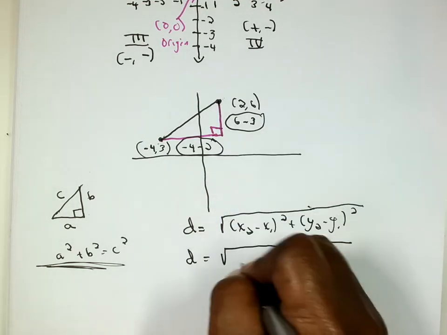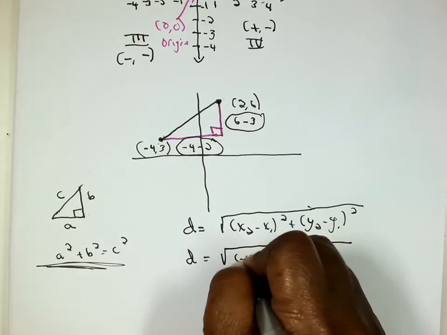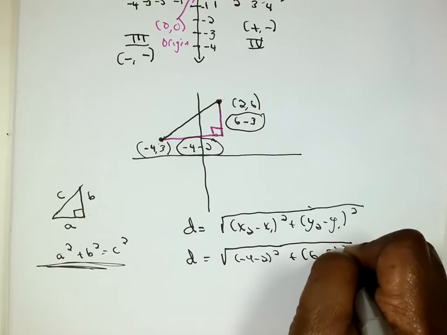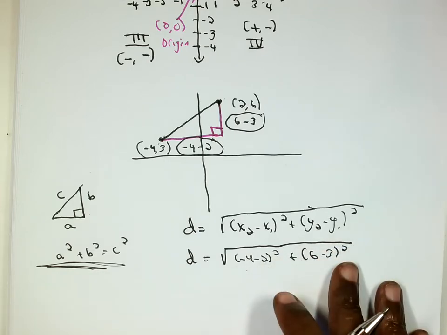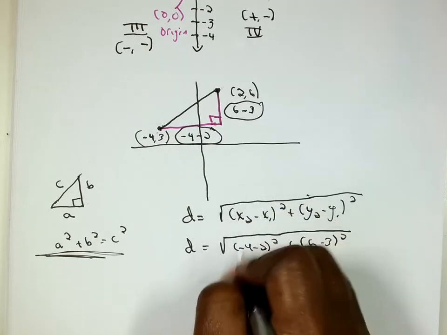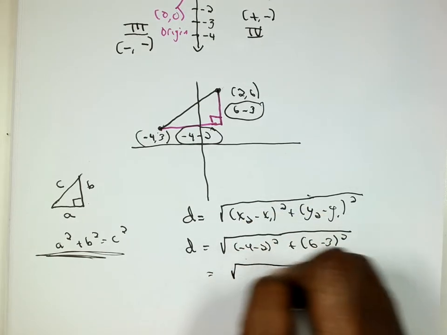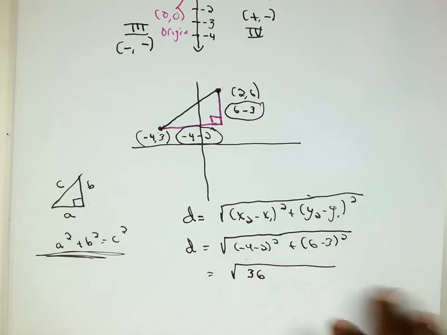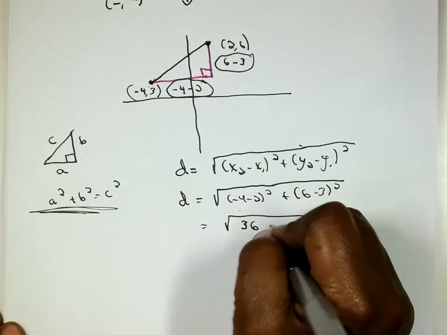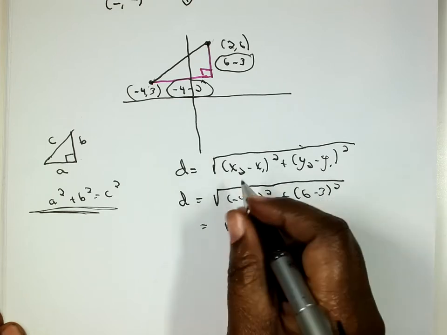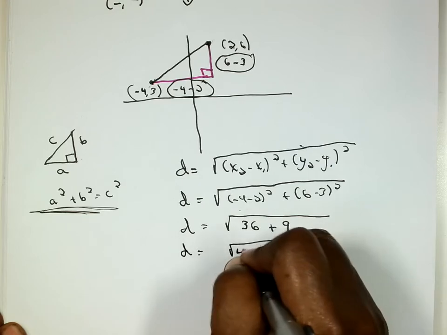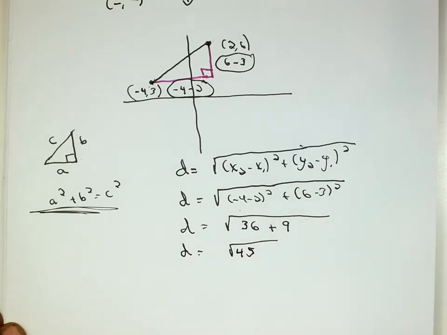So the x's, we had -4 minus 2. And the y's, we had 6 minus 3. So -4 minus 2 is a -6. And then when we square that, we get 36. And then 6 minus 3, I get 3. So when I square that, I get 9. So the distance is the square root of 45.